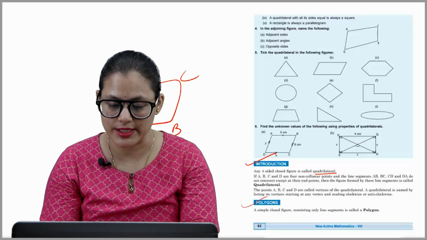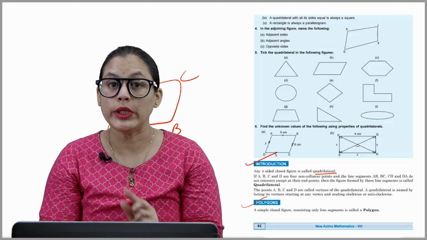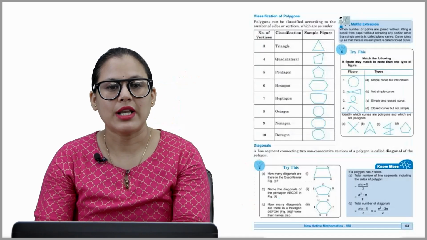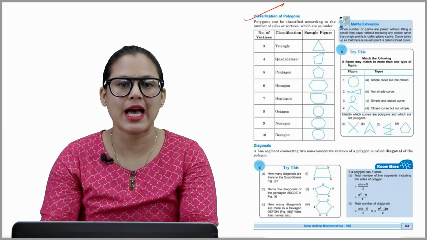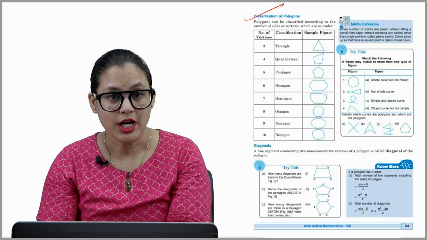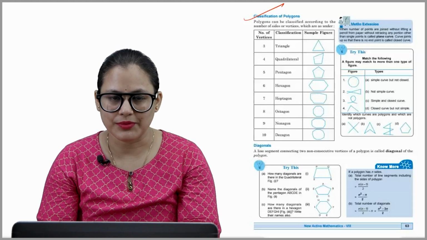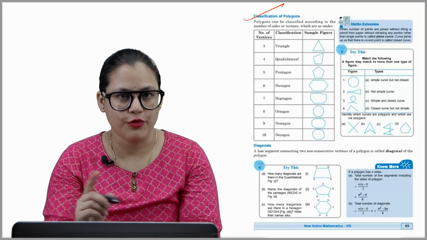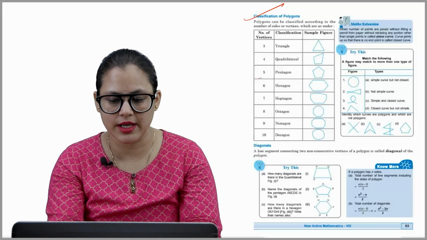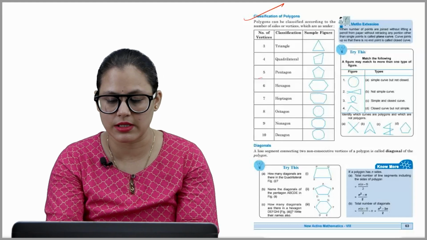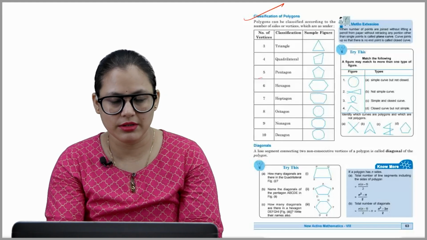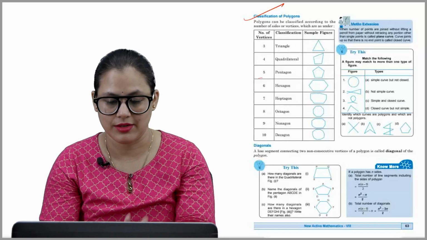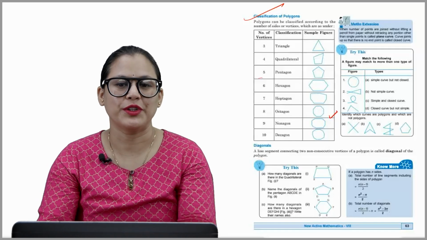Polygons. A simple closed figure consisting only of line segments is called a polygon. Now, classification of polygons. Polygons can be classified according to the number of sides or vertices, which are as under. If there are 3 vertices, the classification is triangle. If 4 vertices or 4 sides, then it is quadrilateral. 5 sides, pentagon. If there are 6 sides or 6 vertices, then hexagon. 7 sides, heptagon. 8 sides, octagon. 9 sides, nonagon. And 10 sides, decagon. And figures are also given here.